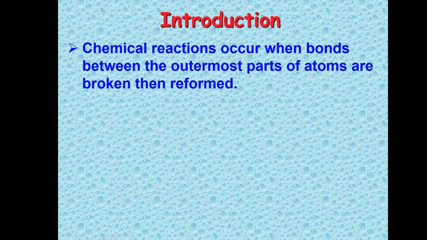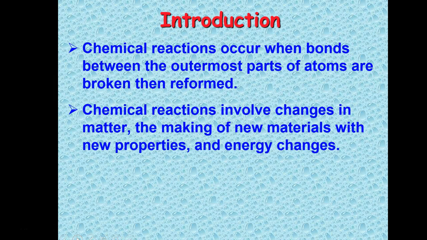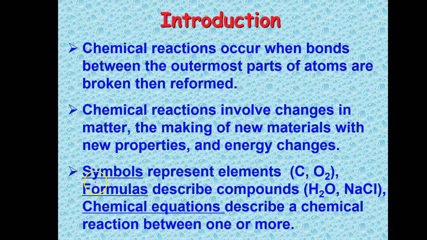In a chemical reaction, the bonds between the outermost parts of the atoms are broken, and then they reform new ones. Matter's not created or destroyed. It's just rearranging. Often you get changes in matter. It changes color, it produces heat, changes phase, that kind of thing. You get new properties and energy changes. Heat, that's where it gets either hot or cold.